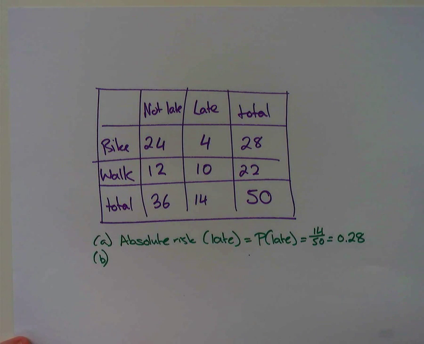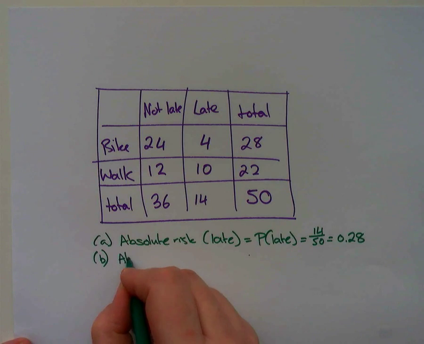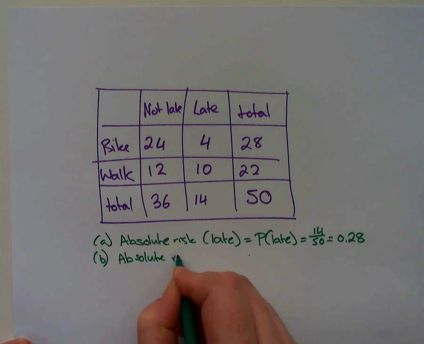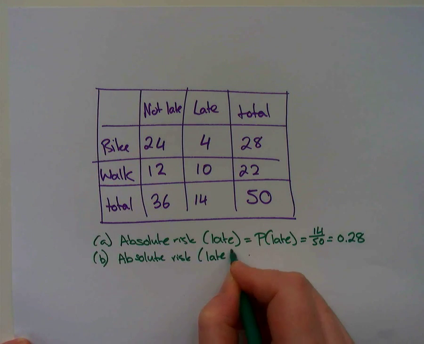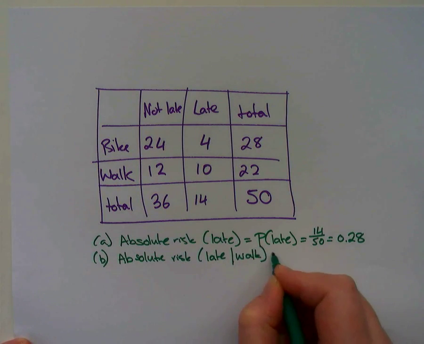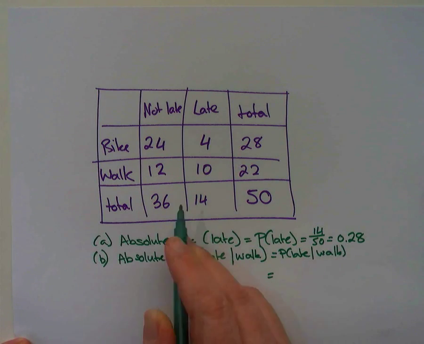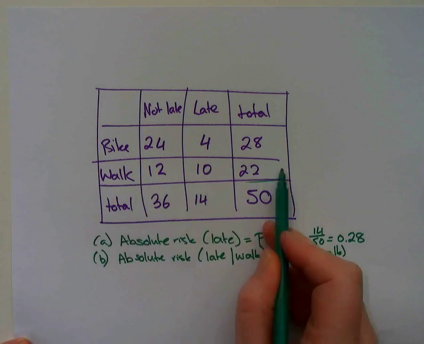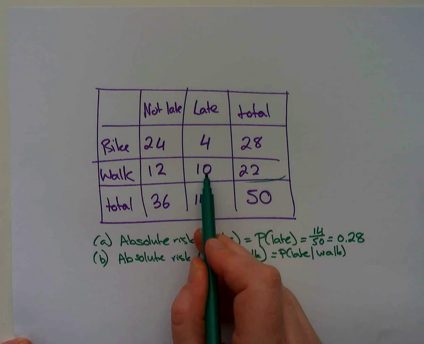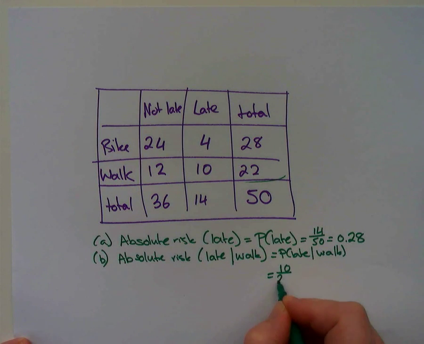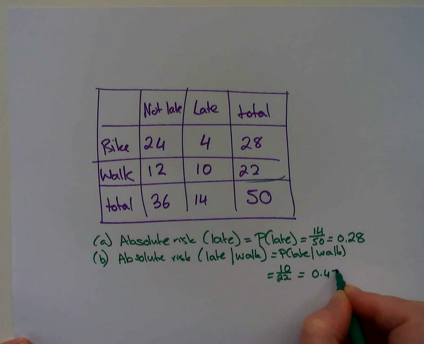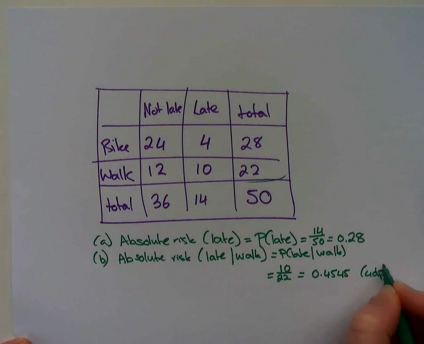Part B: calculate the probability he's late on a day when he walks to school. So this is telling us a conditional probability, the absolute risk of being late given that he walked. So I want the probability of being late given that he walked. We're only interested in the times that he's walked. From those 22 times, he was late 10 times. So 10 out of the 22, which is 0.4545 to 4 decimal places. So that's for the absolute risk.